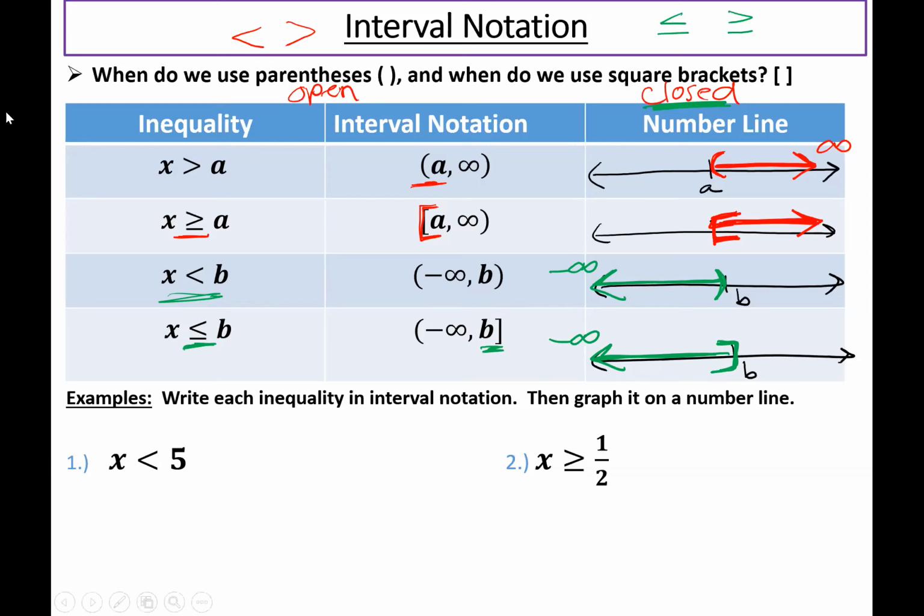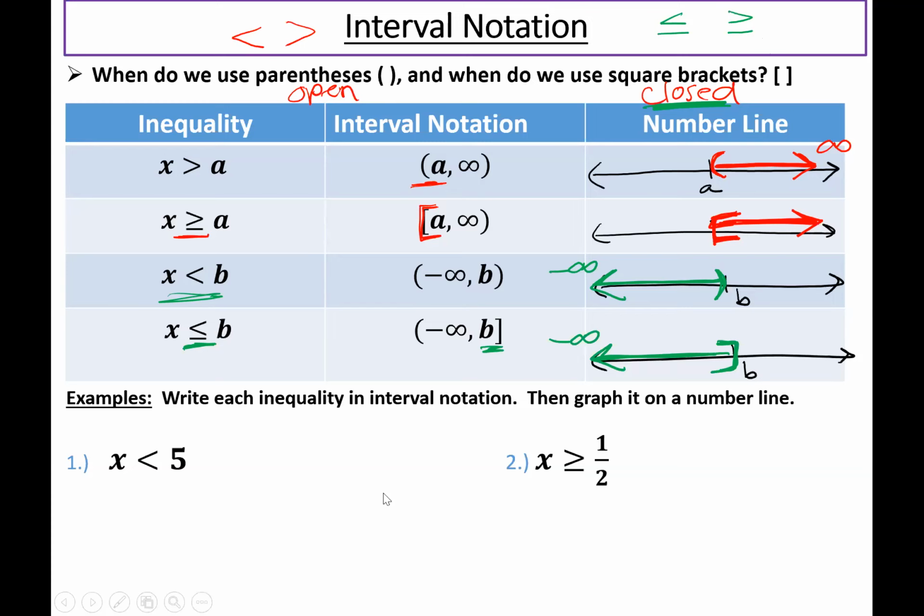So one more time, back to the original question, when do we use parentheses? We use those for a less than or a greater than inequality. And when do we use square brackets? We use those for a less than or equal to or greater than or equal to. So that's how you can kind of tell the difference there. It's all based on whether you're including your endpoint or not. Is it equal to or not?